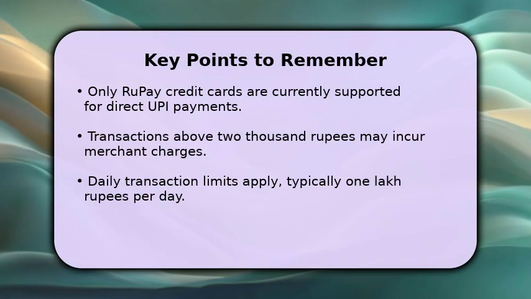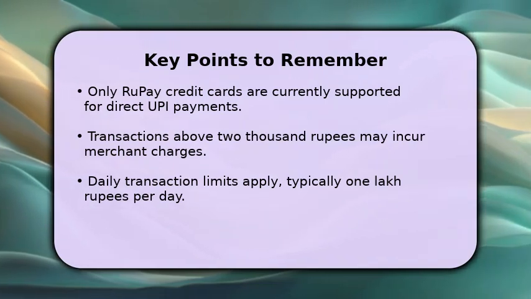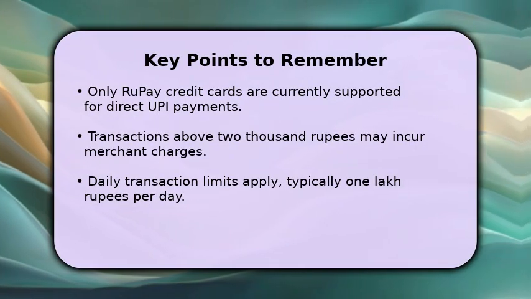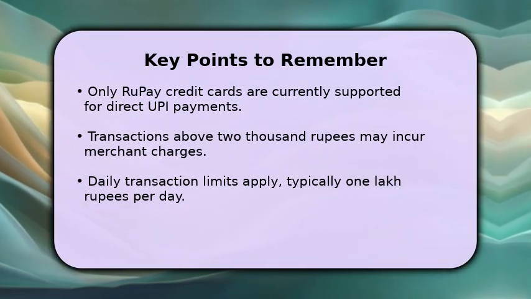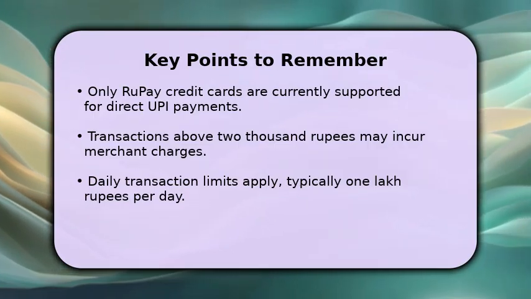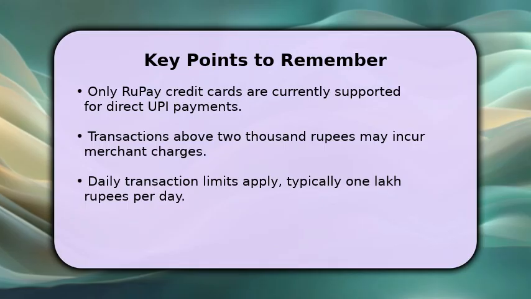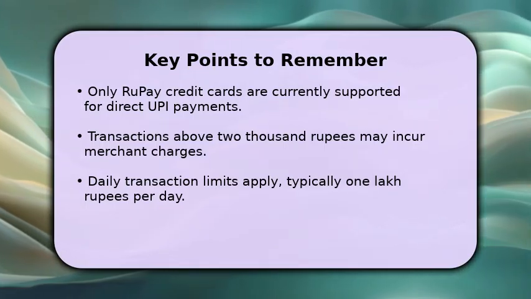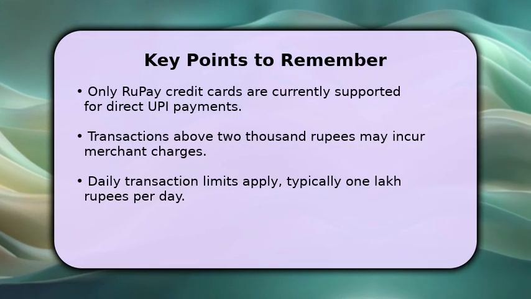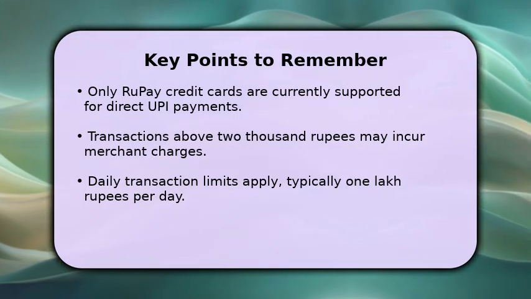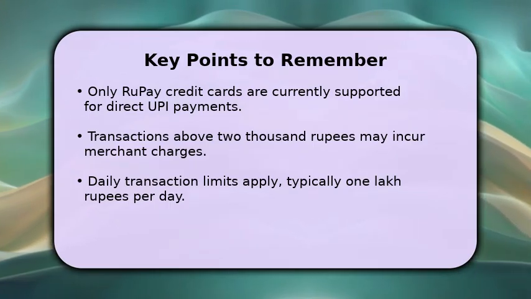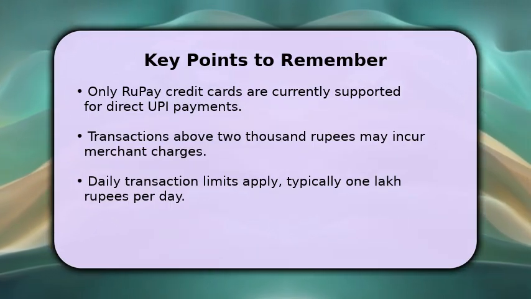It is important to remember that currently, only RuPay credit cards can be directly linked for UPI payments on PhonePe. For transactions exceeding 2,000 rupees, merchants might incur a small charge, though customers typically do not pay extra. Daily transaction limits usually stand at 1 lakh rupees, but always check your bank's specific limits. Lastly, always monitor your credit card statements to ensure responsible usage and avoid overspending.